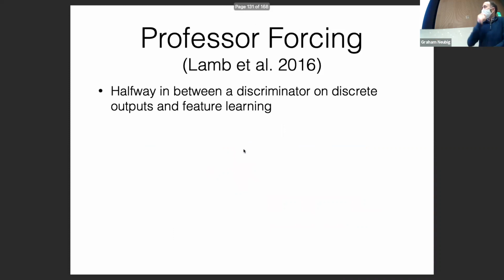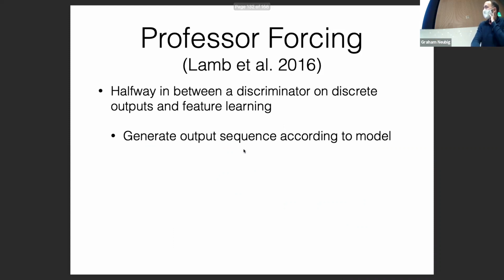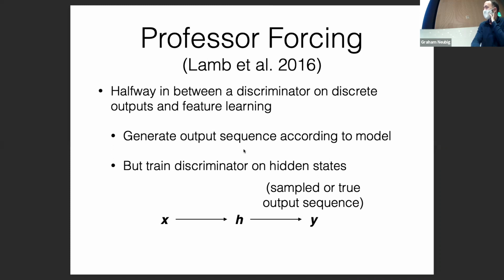Okay, another thing is professor forcing. So this is halfway in between a discriminator and discrete outputs and feature learning. Basically the idea is you generate an output sequence according to the model, but train the discriminator on hidden states. So you basically have a sampled or true output sequence and you train an adversary on here. And that's actually pretty similar to what I was talking about with doing discrimination over the probabilities predicted by the model. It's just a little bit earlier than that.